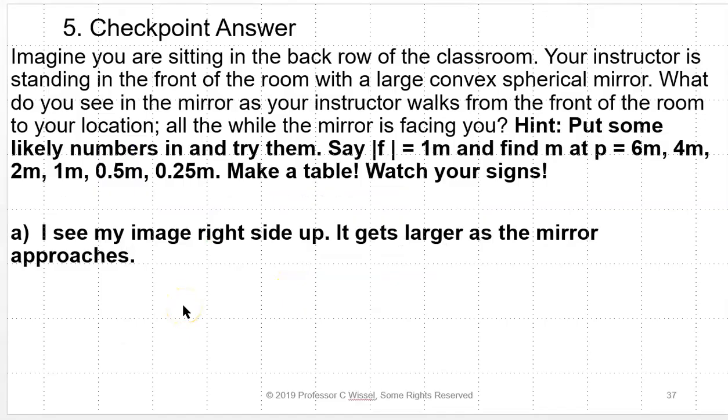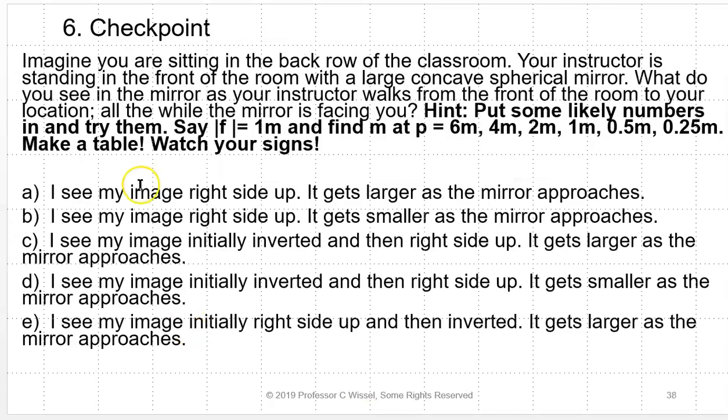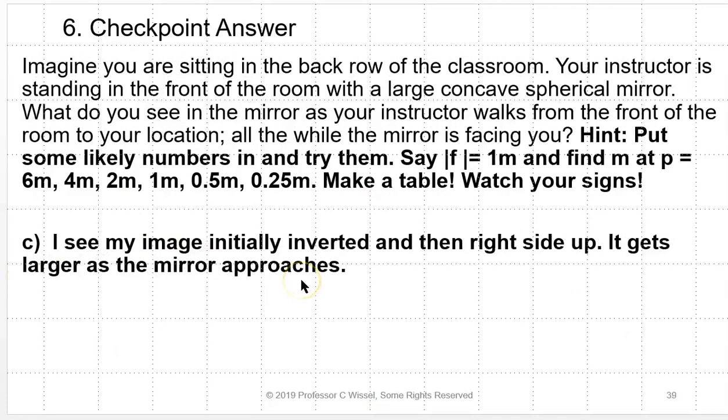Okay, you will see the image right side up. It gets larger as the mirror approaches. It is a convex mirror, so it's never going to be as big as you are. Same thing, but now we're doing this for a concave mirror. You'll see your image initially inverted and then right side up. It gets larger as the mirror approaches.